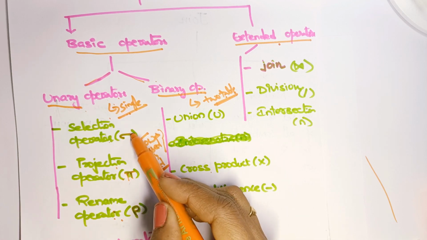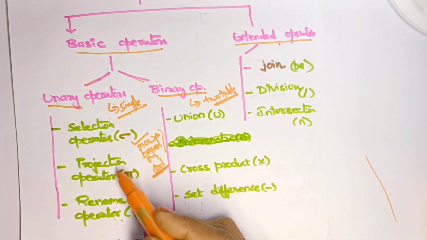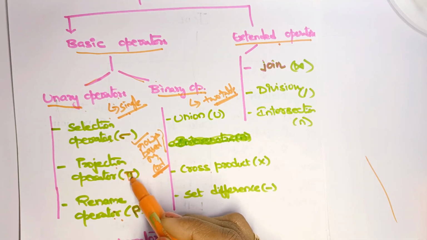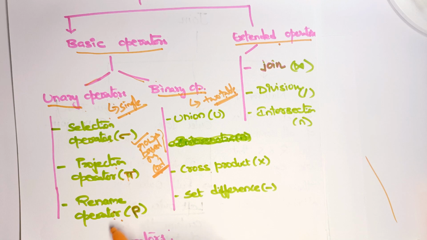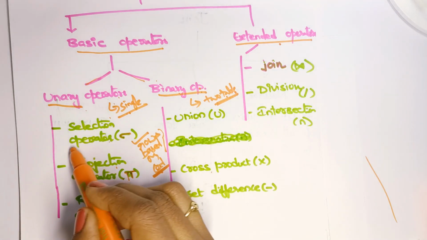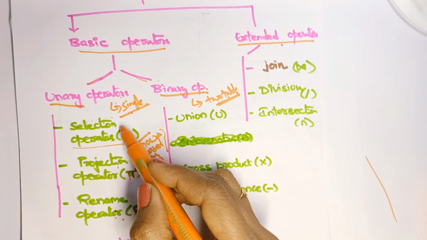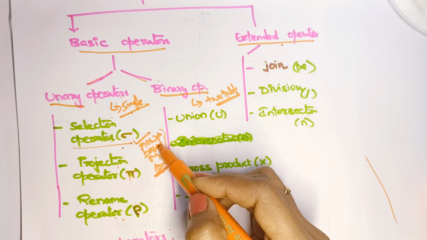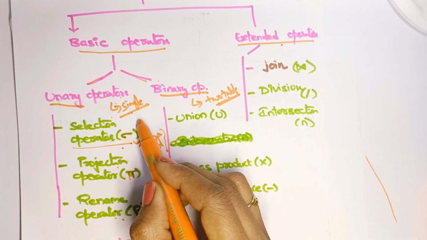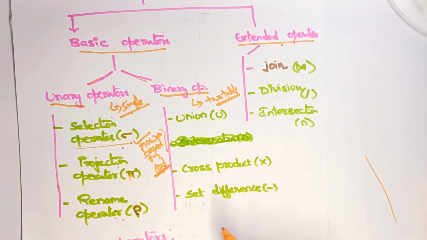The selection operator can be represented using the sigma symbol. The projection operator can be represented using pi. The rename operator can be represented using rho. First we will see the selection operator. The selection operator retrieves the rows based on some condition. So here it will retrieve the rows. We will see with one example.